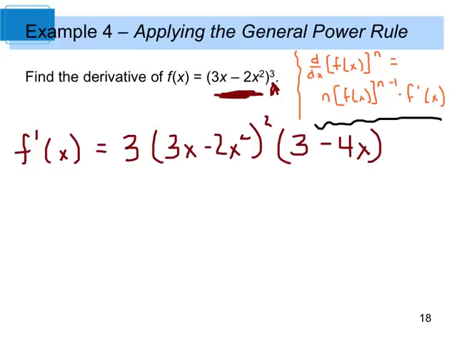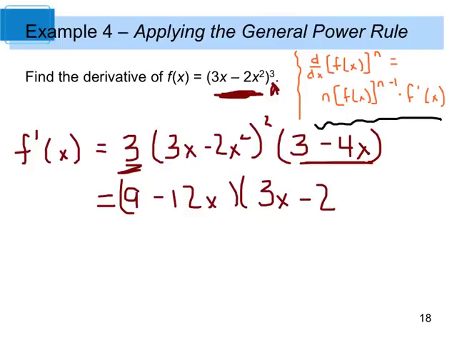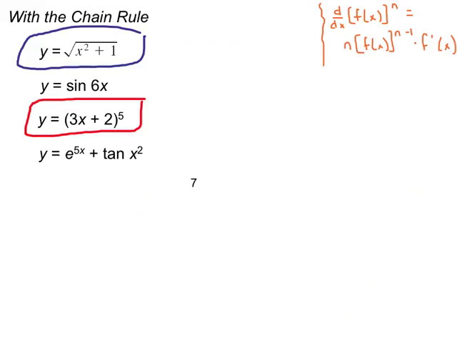And there's really not a lot you can do to simplify this. You may want to take the 3 through here. You might just want to write things in a different order. So I'm going to just distribute the 3 through and make it 9 minus 12x. And then I still have the quantity 3x minus 2x squared, quantity squared. Okay, let's try on these. I do want to do this one first.